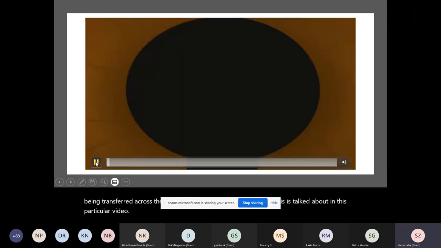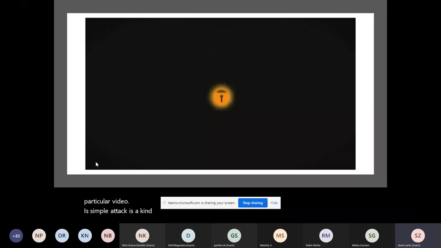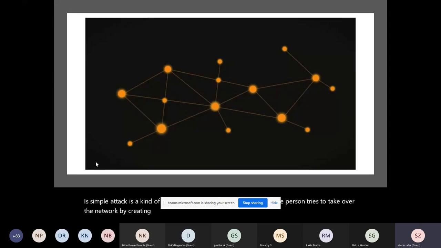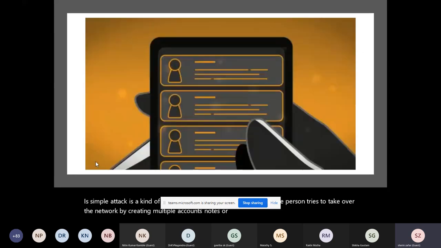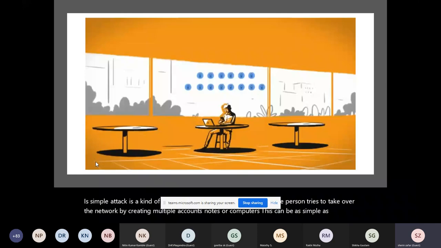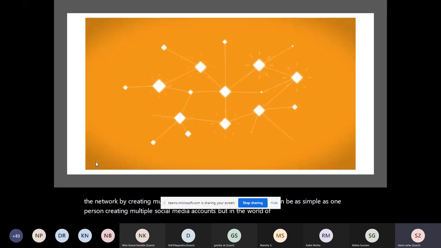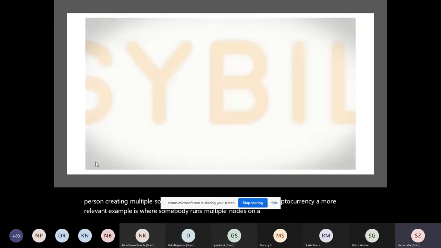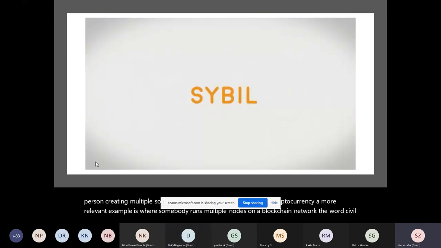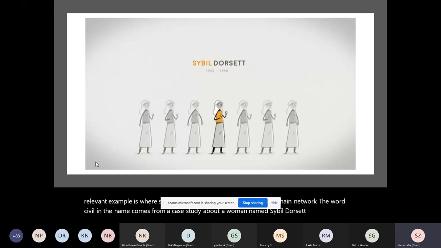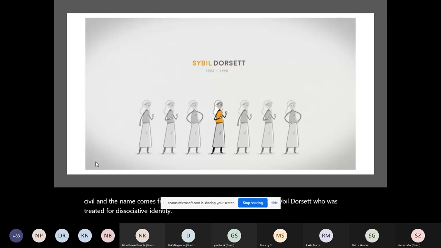A Sybil attack is a kind of security threat on an online system where one person tries to take over the network by creating multiple accounts, nodes, or computers. This can be as simple as one person creating multiple social media accounts. But in the world of cryptocurrency, a more relevant example is where somebody runs multiple nodes on a blockchain network. The word Sybil in the name comes from a case study about a woman named Sybil Dorsett, who was treated for dissociative identity disorder, also called multiple personality disorder.